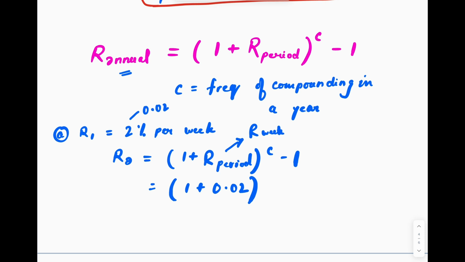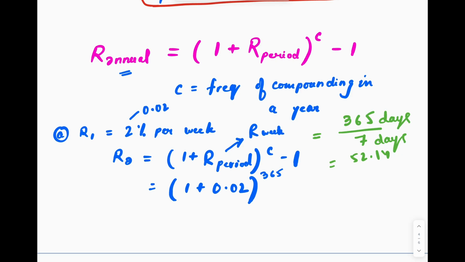What would C be? C would be how much compounding is happening in a year. In a year, there are 365 days, divided by the number of days in a week, which is 7. So this is the days in a year, and this is the days in a week. If you do the calculation, it will come to somewhere around 52.14. So I can just write that over here.